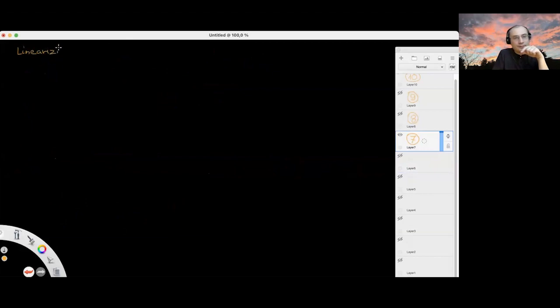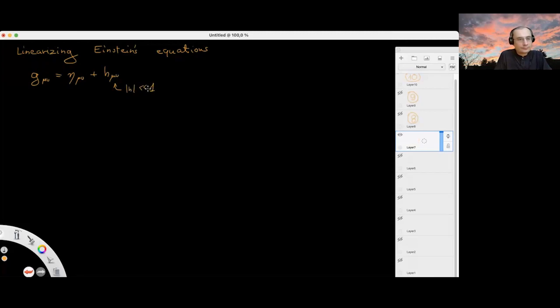Linearizing Einstein's equations. Let me open my notes. Okay, so we assume that g_μν is η_μν plus h_μν. This is small. Now I will begin by deriving the inverse metric. So if h is not present, then the inverse metric should be simply the inverse η metric, which is η itself, by the way. But at the linear level, there will be some kind of additional term. It's proportional to h, and I would like to see what this term is.